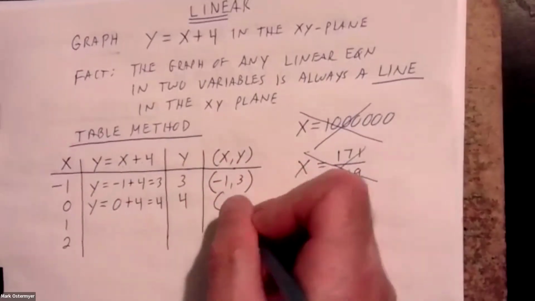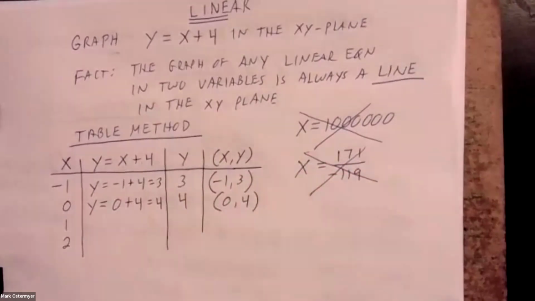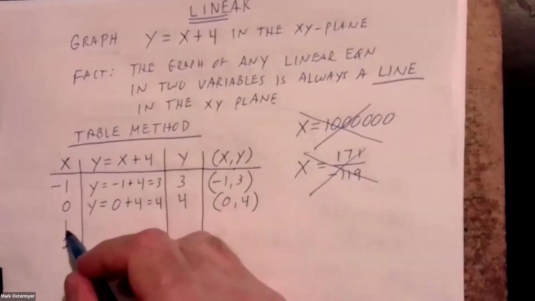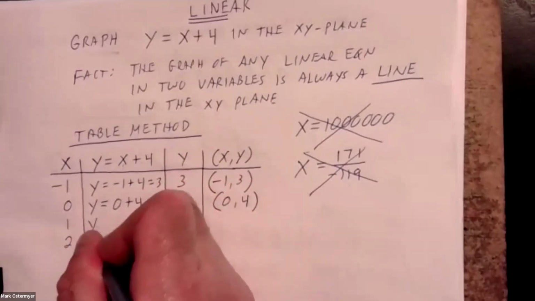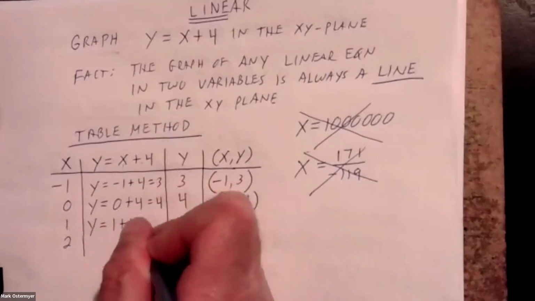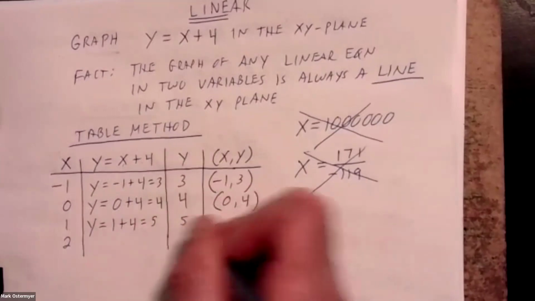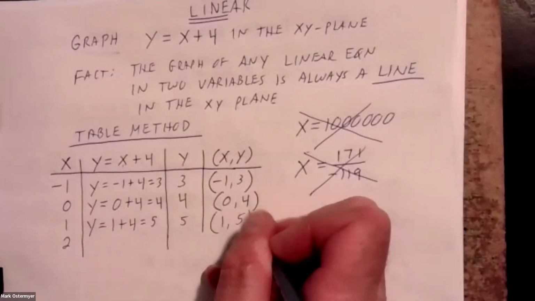So we have another ordered pair solution, (0, 4). Let x be 1. Put 1 in for x into the equation and solve for y. y must be 1 plus 4, or 5. Hence, we have another ordered pair solution of (1, 5).